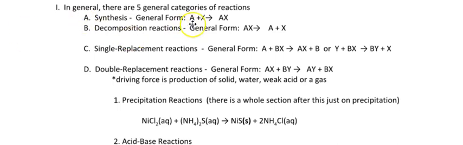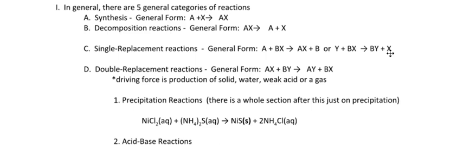We have synthesis, where 2 becomes 1. We have a decomposition, where 1 becomes 2. We have a single replacement, where we have an element in a compound, makes a new compound and releases the element. Or you could do it the other way, where in this case, we have a non-metal, like chlorine or bromine, reacting with an ionic compound to make the other halogen, in a sense, become a single element then, okay?